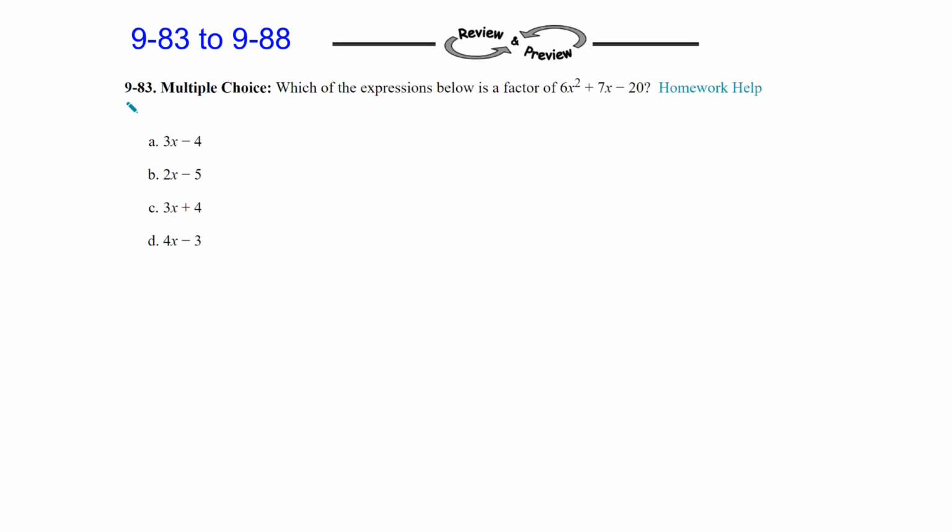83, multiple choice. Which of the expressions below is a factor of 6x squared plus 7x minus 20? To figure this out, we're just going to go ahead and factor it and then pick which one it matches up with. So we'll start out by using the generic rectangle. We get 6x squared and negative 20. We want to figure out what numbers are going to multiply to give us negative 120x squared and 7x.